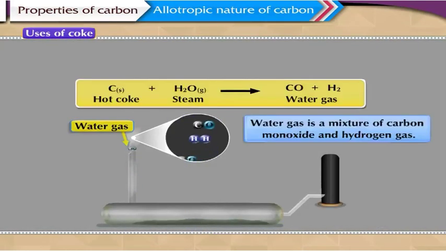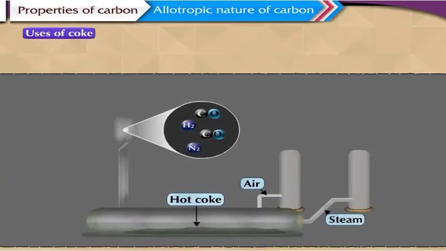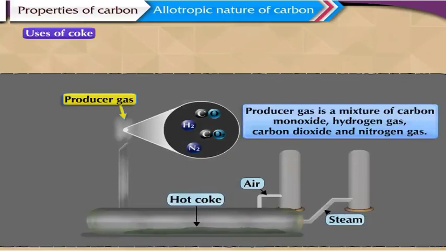Water gas is a mixture of carbon monoxide and hydrogen gas, CO plus H2. Coke is also used in the manufacture of producer gas. Producer gas is a mixture of carbon monoxide, hydrogen gas, carbon dioxide, and nitrogen gas, CO plus H2 plus CO2 plus N2.